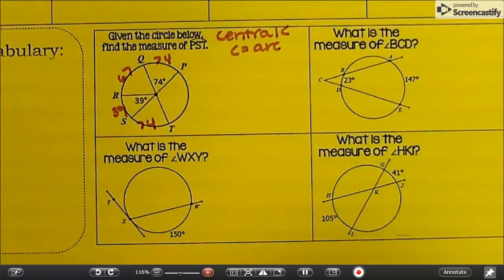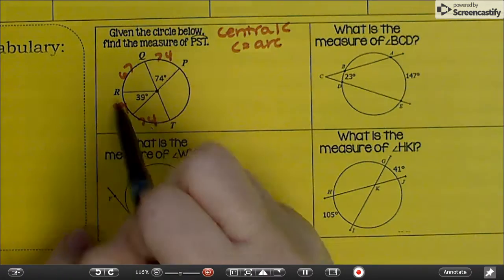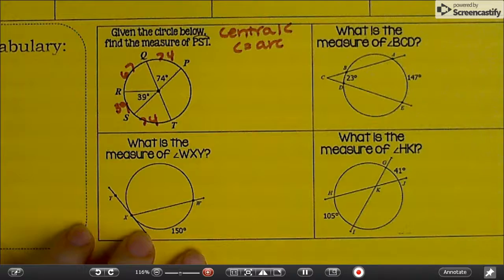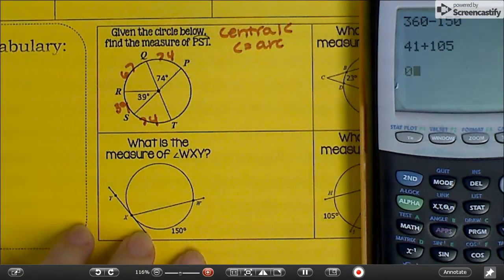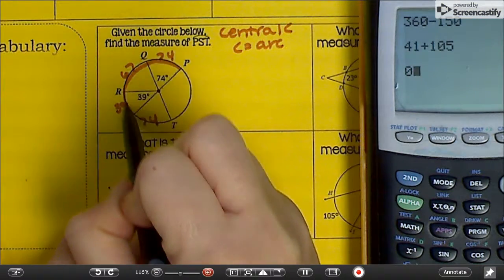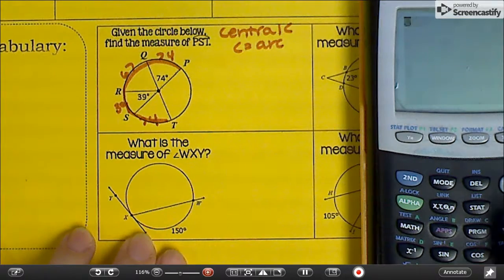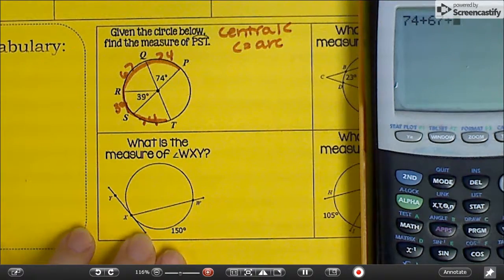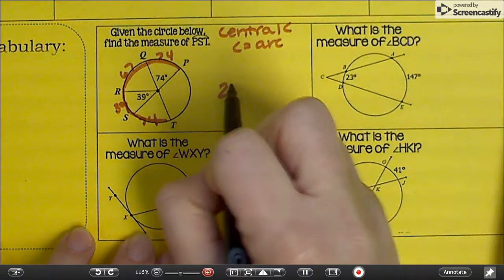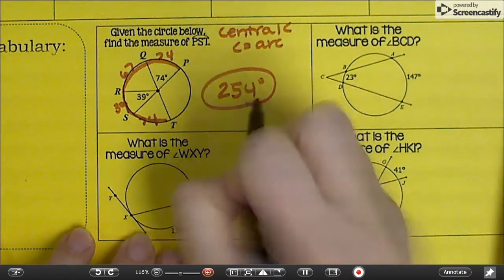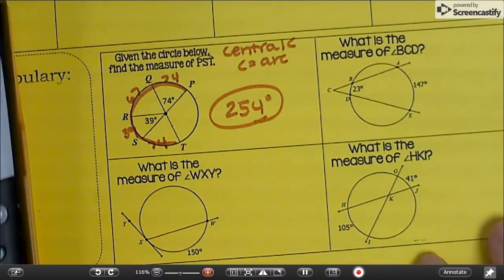That's better. Okay. So we had just figured out the measure of all the arcs, and since the angle and the arcs are congruent, we can just add those up. We were looking for PST, so 74 plus 67 plus 39 plus 74 is 254 degrees. All right, and I'm going to go over these next three problems.